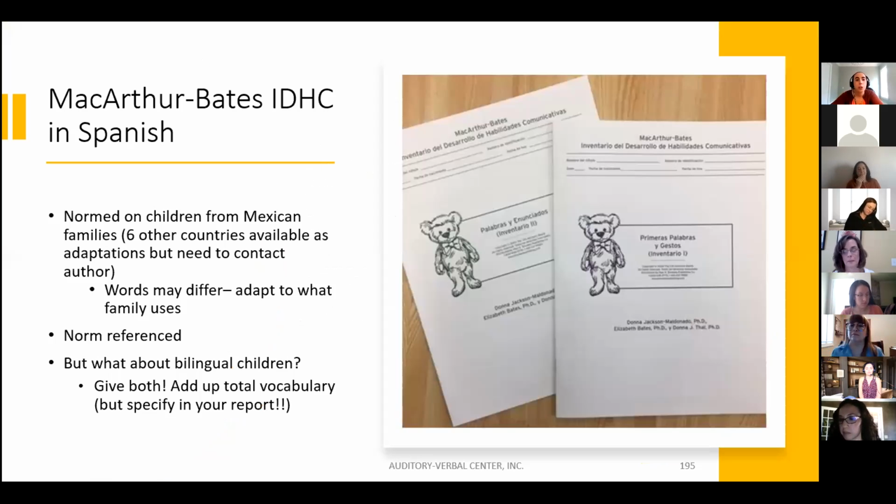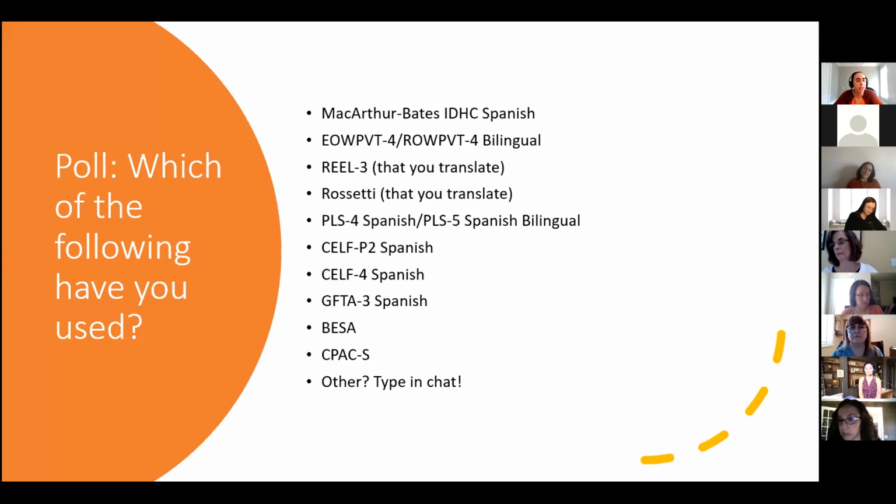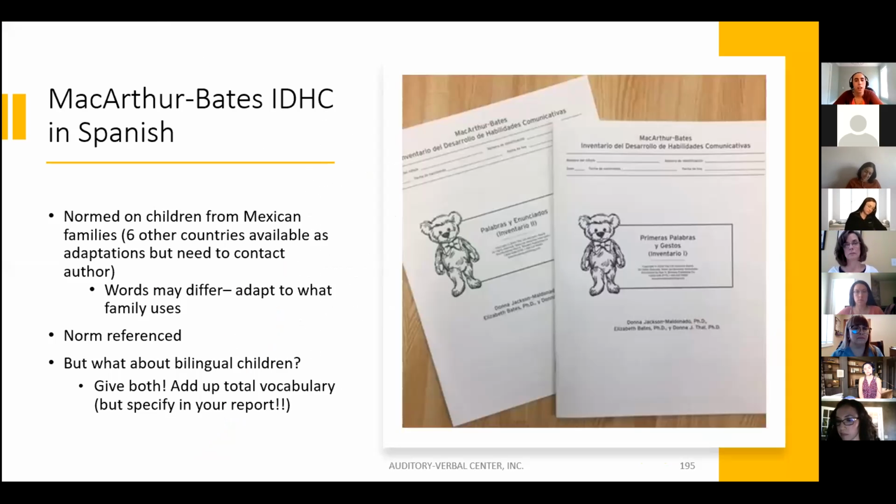All right, so these are not a completely comprehensive list, but a list of some of the more familiar bilingual or Spanish assessments. So first we're going to talk about the MacArthur-Bates. You may be familiar with it in English, and many of you, it sounds like, have used the Spanish version as well. The version that is most readily available is actually normed on children from Mexican families. They do have other countries available as adaptations. You need to contact the company, but the version that just comes when you order it is actually based on children from Mexico.